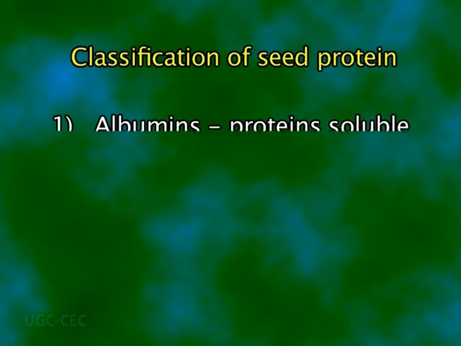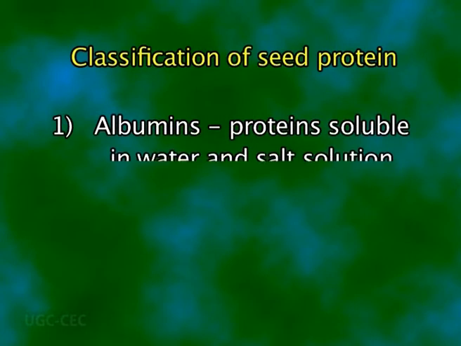Combined with whole grains like buckwheat, brown rice, and millet, beans and legumes not only make a delicious meal but often also provide the full complement of essential amino acids needed by humans. Seed proteins can be classified into 4 groups on the basis of their solubility. First, albumins. These are proteins soluble in water and salt solution.